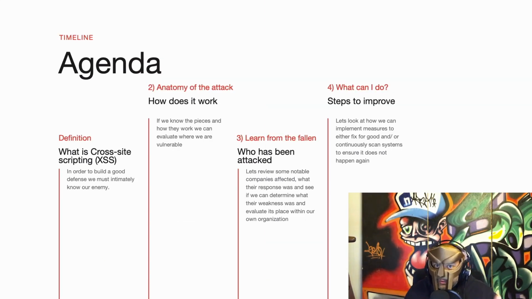Before we jump in, let's look at the agenda. We're going to start off with the definition. What is cross-site scripting? In order to build a good defense, we must intimately know our enemy. We're going to then go on to the anatomy of the attack. How does it work? If we know the pieces and how they work, we can evaluate where we are vulnerable.